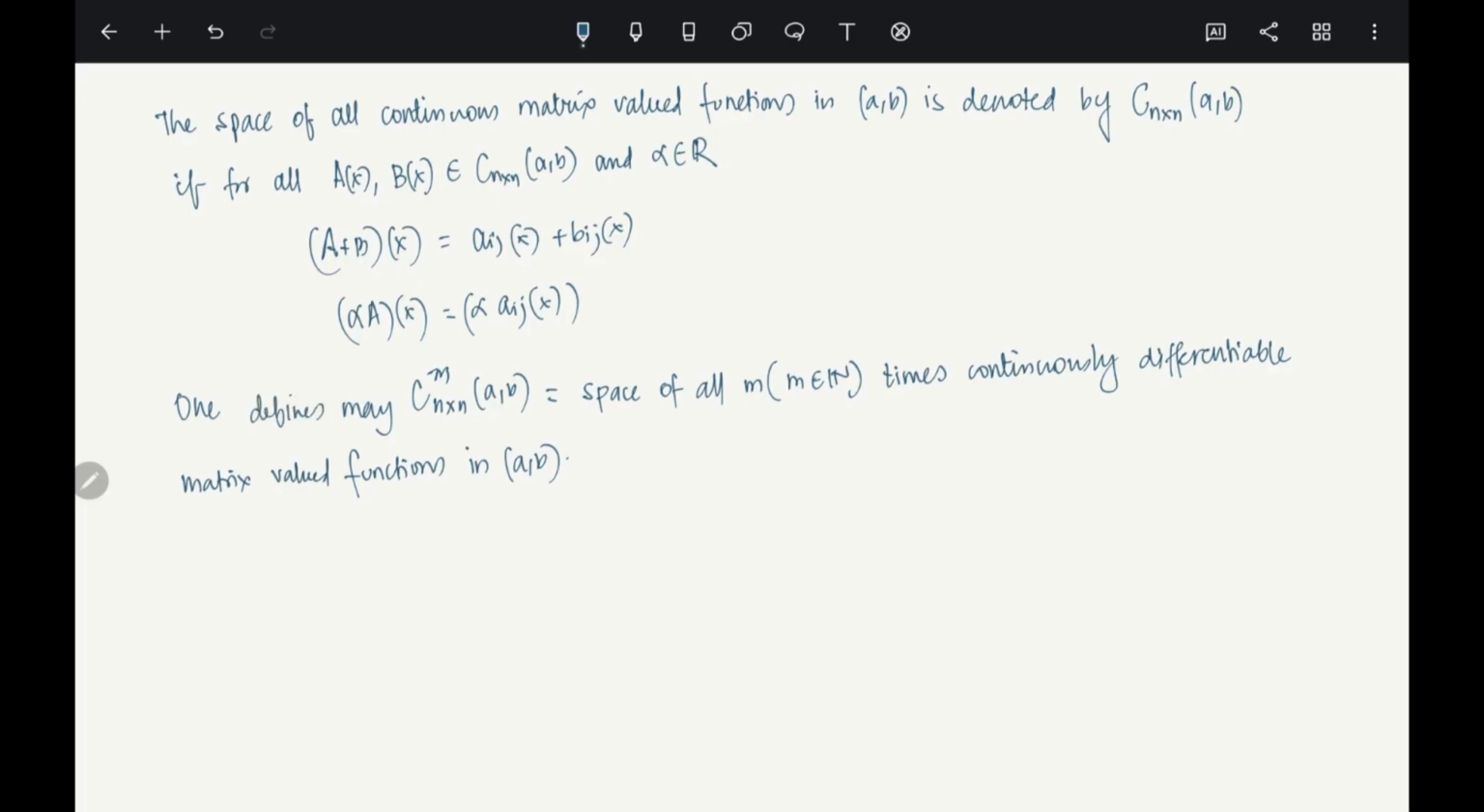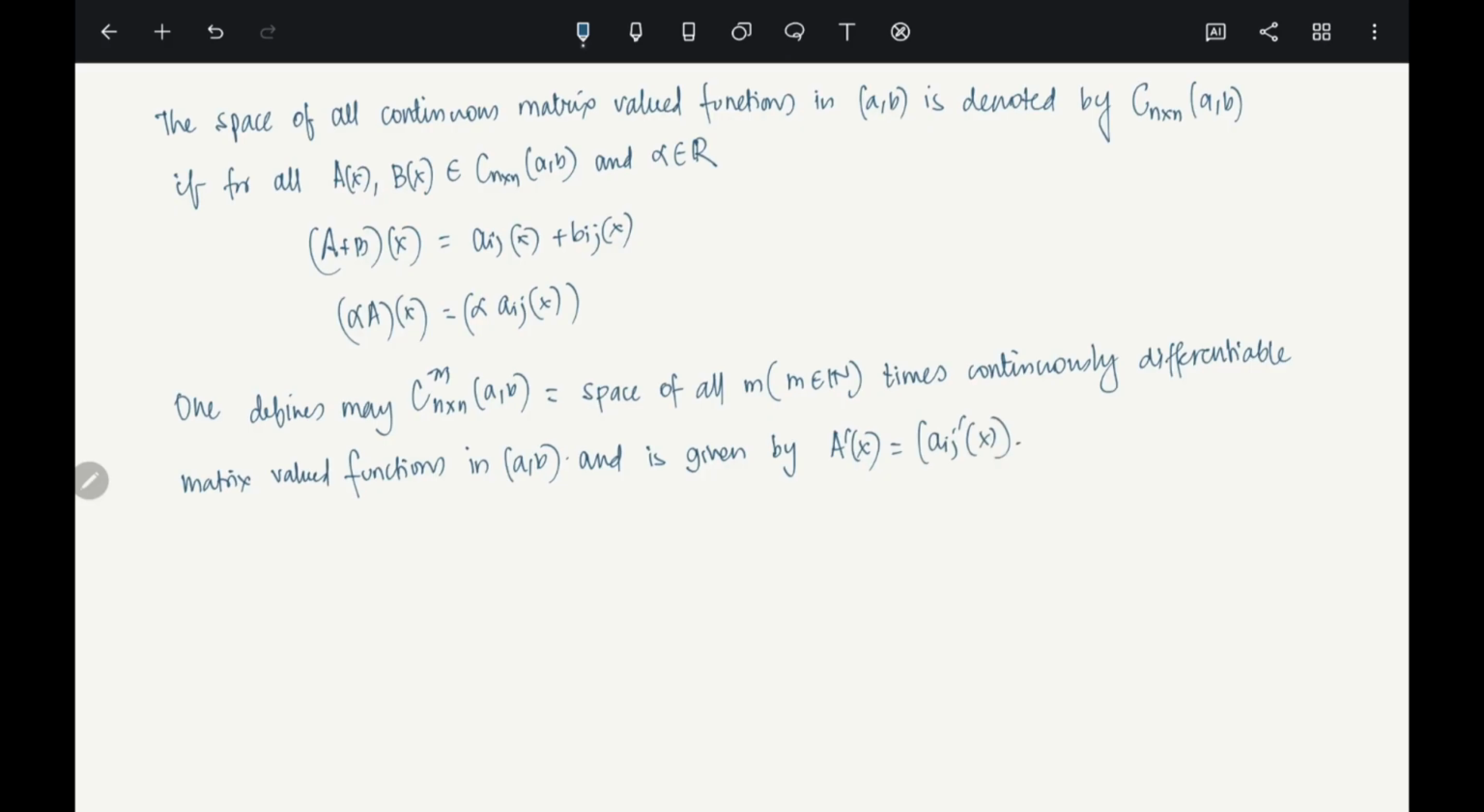Okay, now, how do you define such a thing? The derivative is defined and is given by A prime of x, let's say. How is the derivative defined? A prime of x is nothing but a_ij prime of x, okay. So this is how we define it.